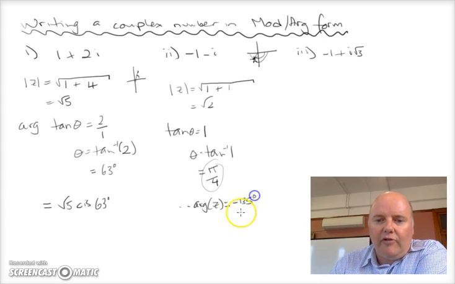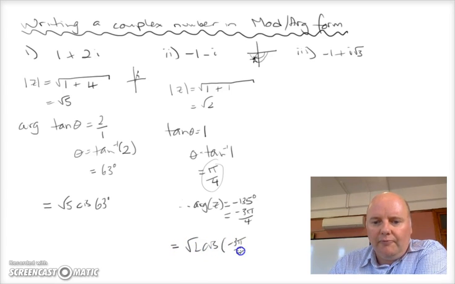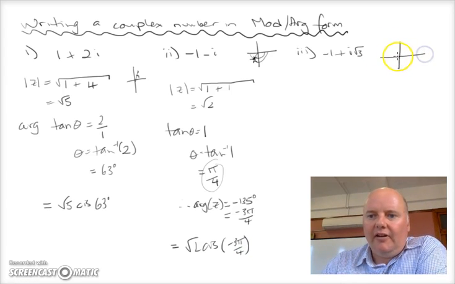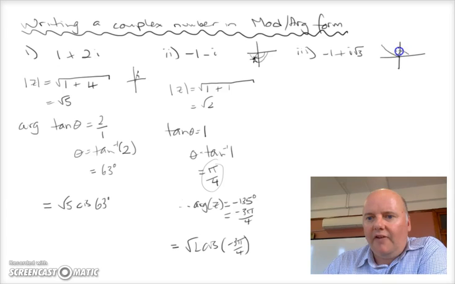Now you could write that in radians. So that's negative 3 pi on 4. So how do you write that complex number? The complex number must be equal to root 2 cis (minus 3 pi on 4), close brackets. So this one here, if I graph it quickly, so negative 1 that way, root 3 up. Okay, so we're going to have an argument that goes this way.